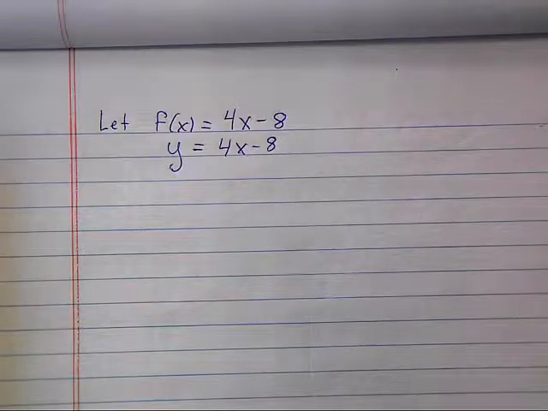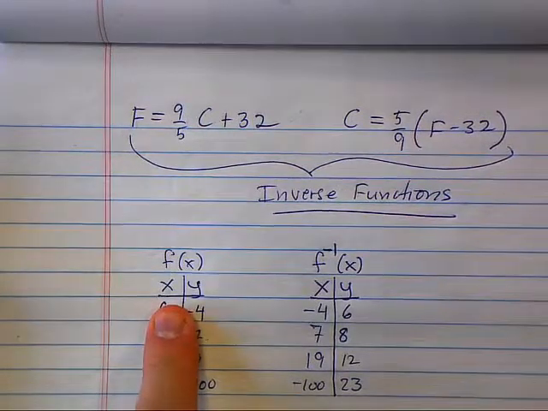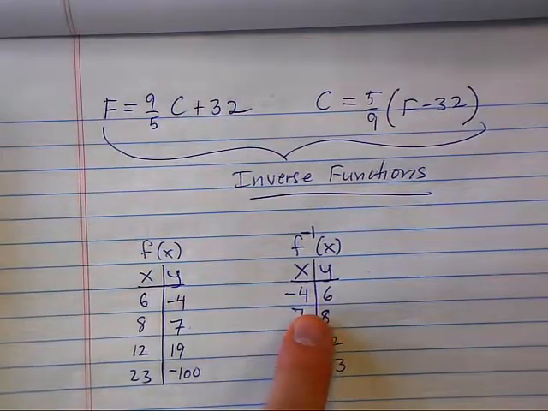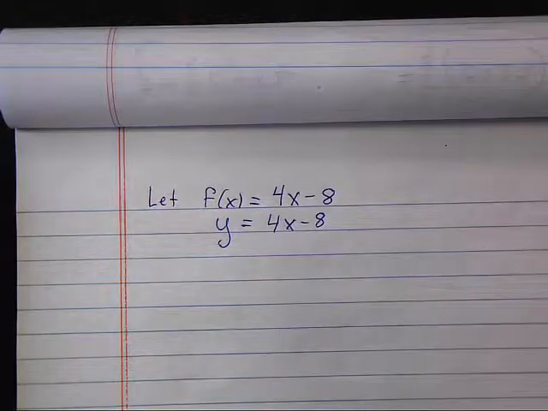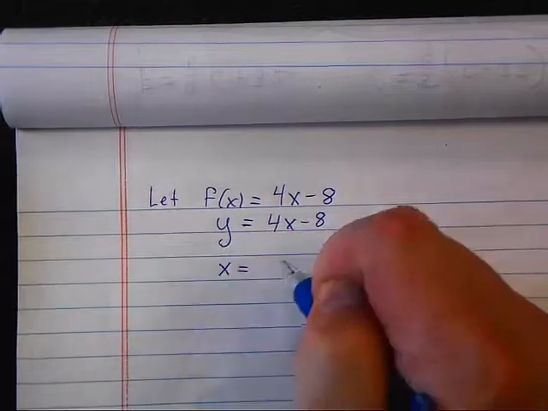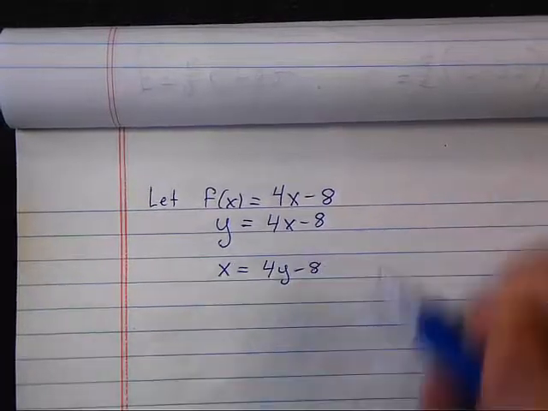I'm going to get y by itself here in a minute. What does the inverse do? What did we switch back here on this table? We switched the x's with the y's, didn't we? So if I had my original function, in order to find the inverse, all I did is switch the x and the y. If I give you a function written this way, to find its inverse you switch the x with the y. So I'm going to write x equals 4y minus 8.